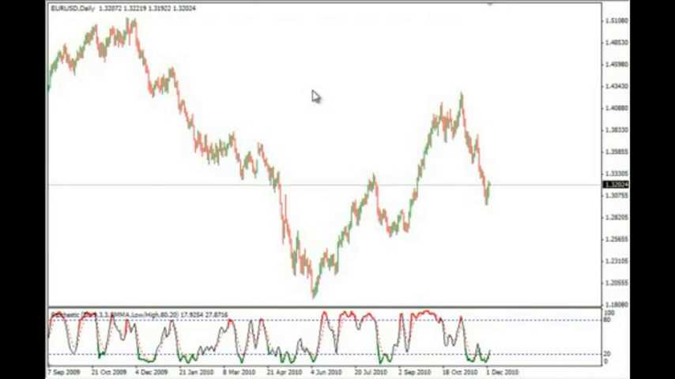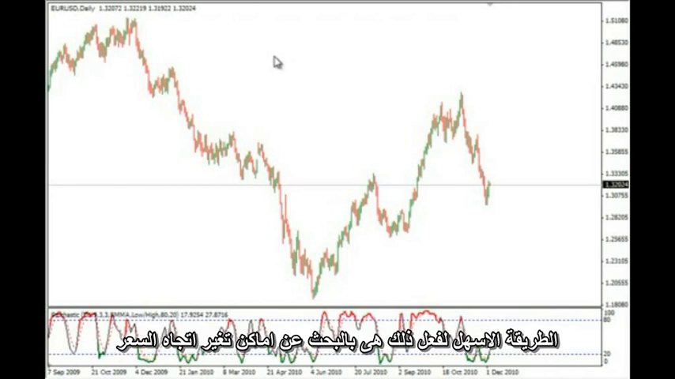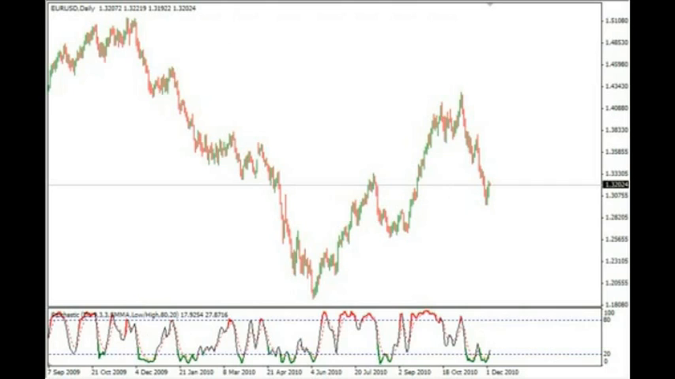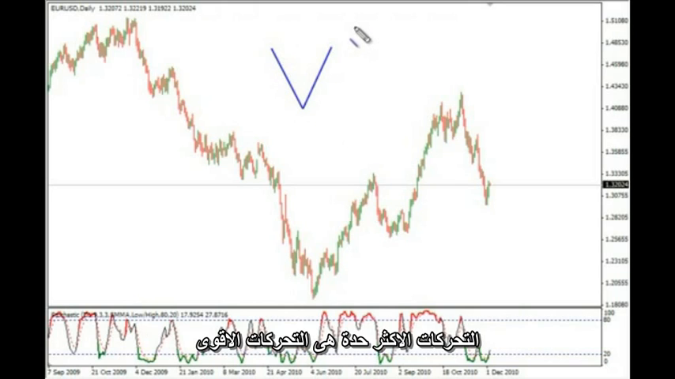The way to do it, the easy way to do it, is to look for V's in the price. Okay, and when I say V's, I mean V's. The sharper the V, the steeper, the stronger.